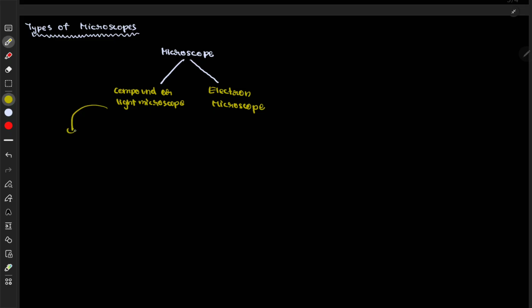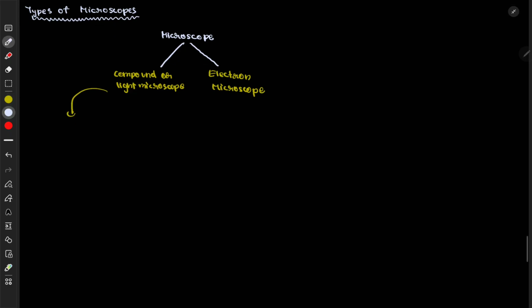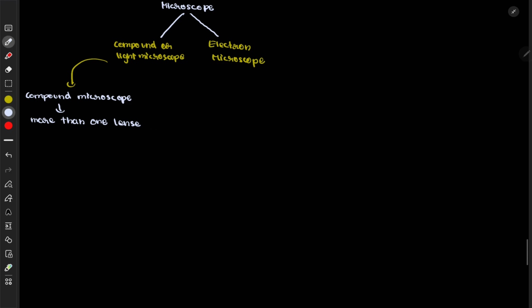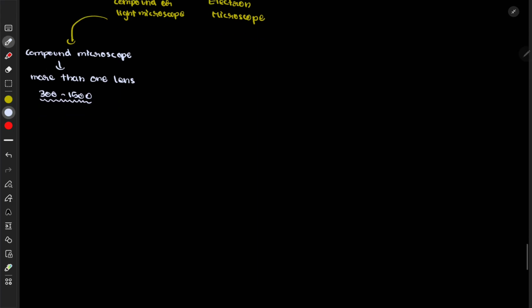Now, what is a compound microscope? A compound microscope uses more than one lens, and most compound microscopes have high magnification powers, from 300 to 1500 being our range. That's why they use more than one lens. What happens when you use more than one lens?